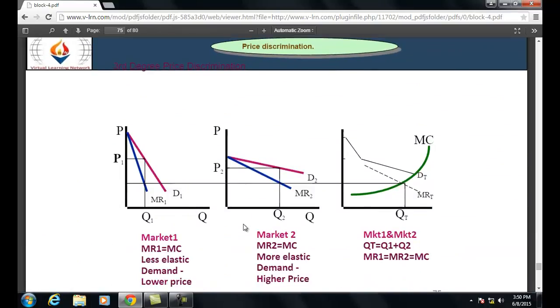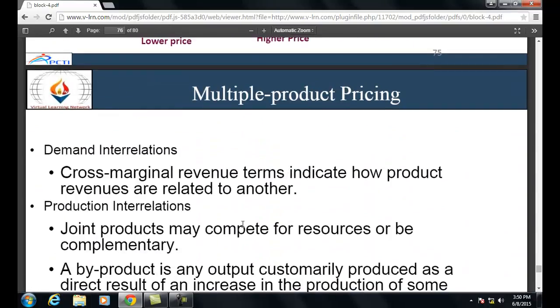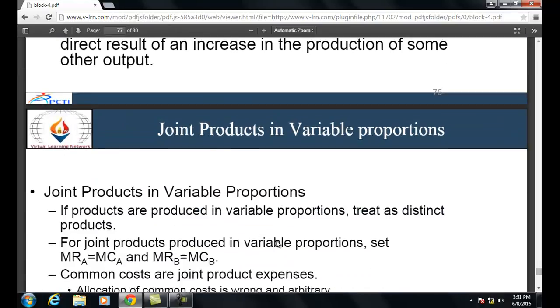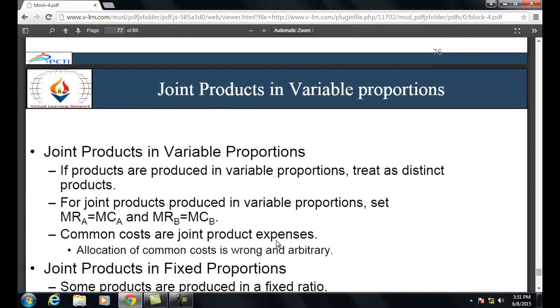This is a different form of market curves and our multiple product pricing. Demand interrelations. Cross marginal revenue terms indicate how product revenues are related to one another. Production interrelations. Joint products may compete for resources or be complementary. A byproduct is any output customarily produced as a direct result of an increase in the production of some other output. Joint products in variable proportion.